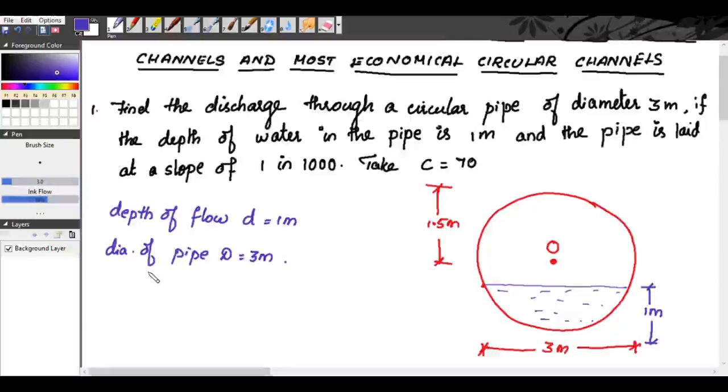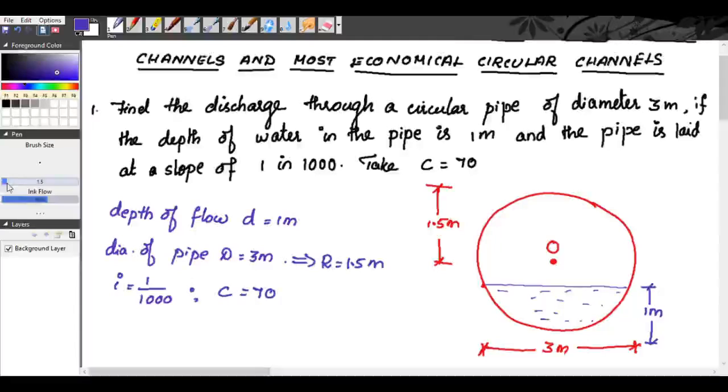So from this, our radius will be equal to 1.5 meter, 3 by 2. Now the pipe is laid at a slope of 1 in 1000, so i is equal to 1 by 1000. And also Chezy's constant C is given as 70. We have already studied in our theory class, when the depth of flow of water is below the center of the pipe, how to mark the angle theta.